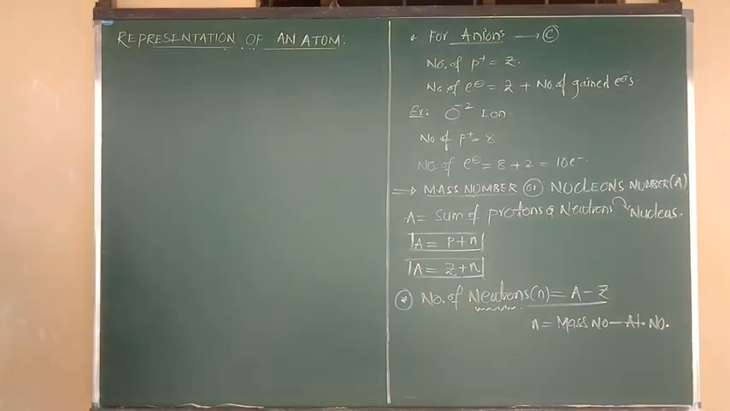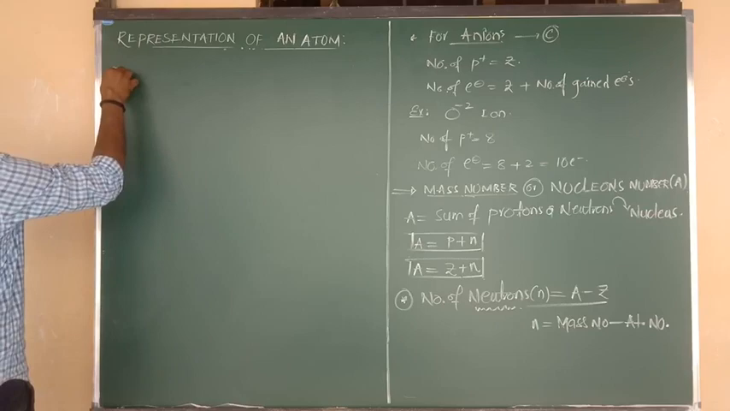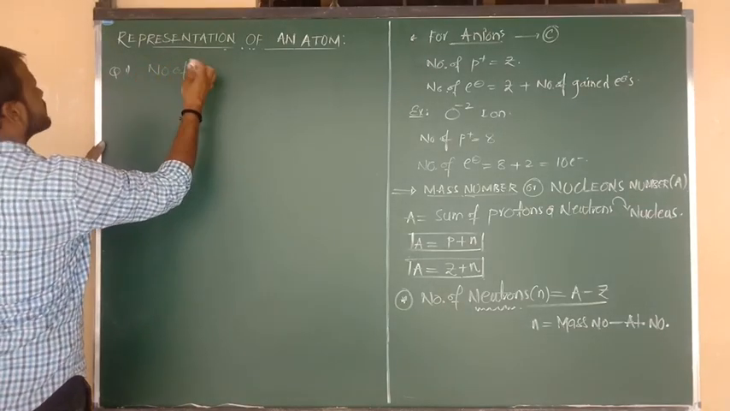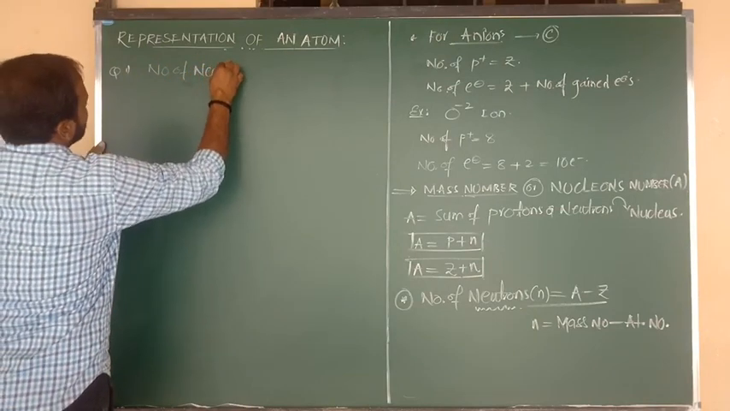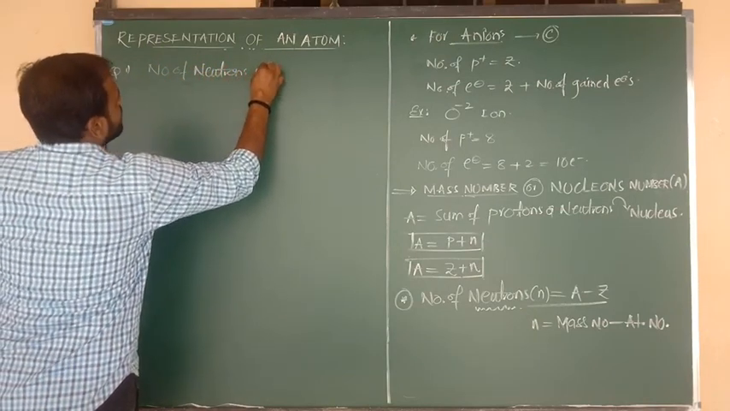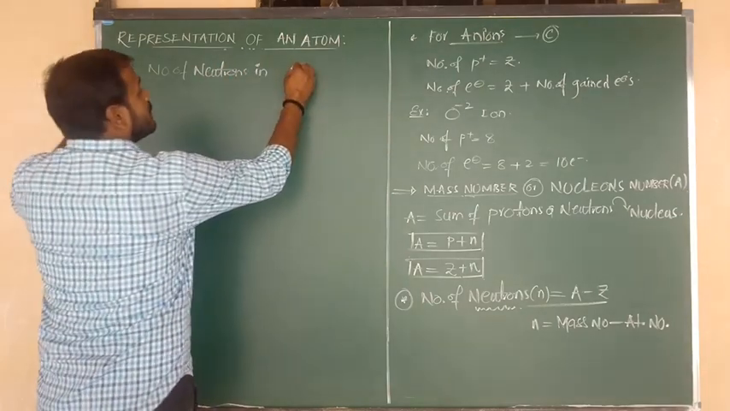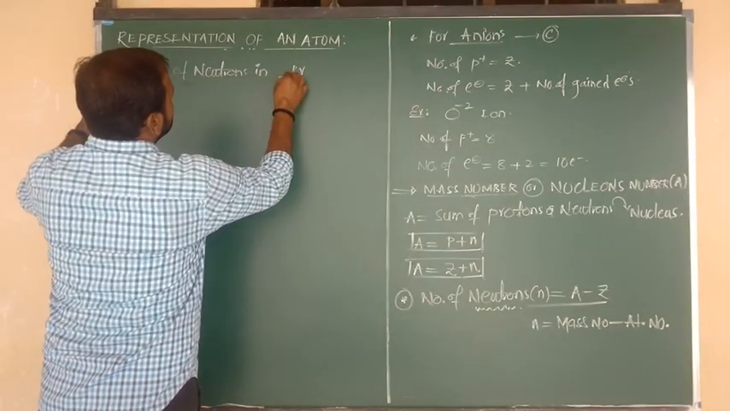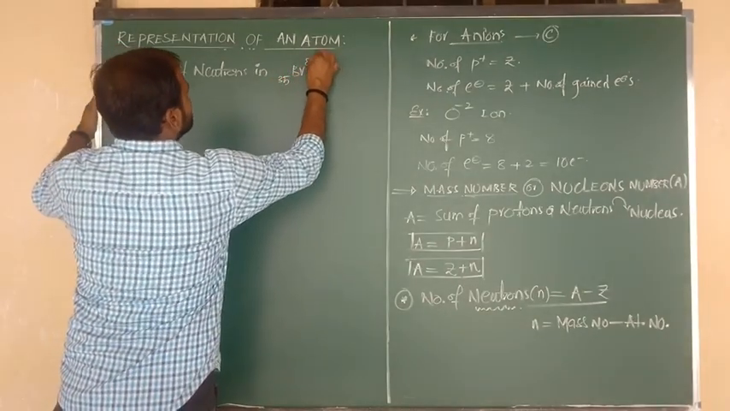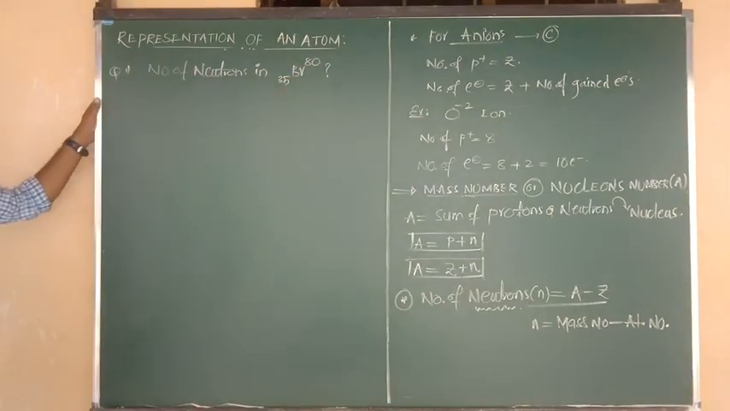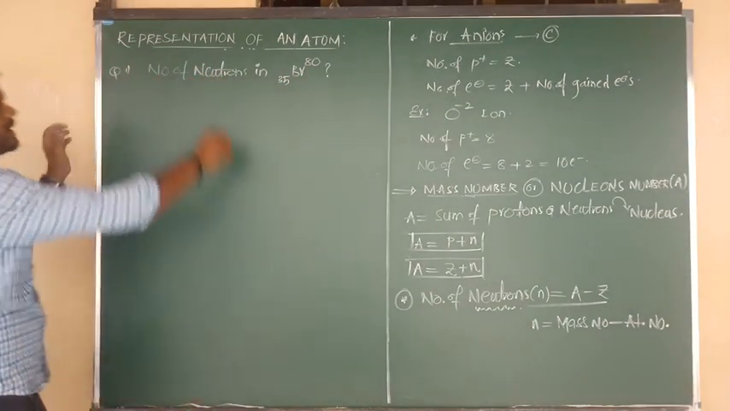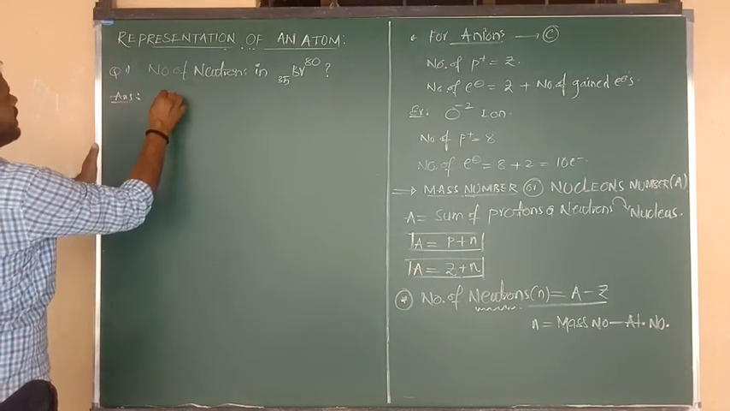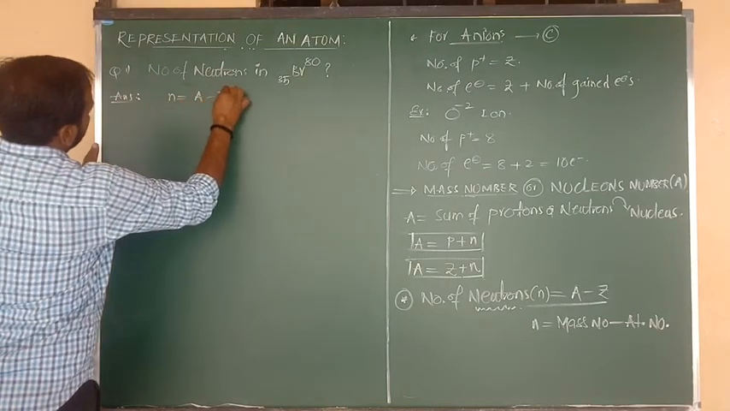You can easily answer all the questions. Question number 1: find the number of neutrons in bromine, whose atomic number is given as 35 and mass number is given as 80. What is the formula to calculate the number of neutrons? Using the formula N is equal to A minus Z.